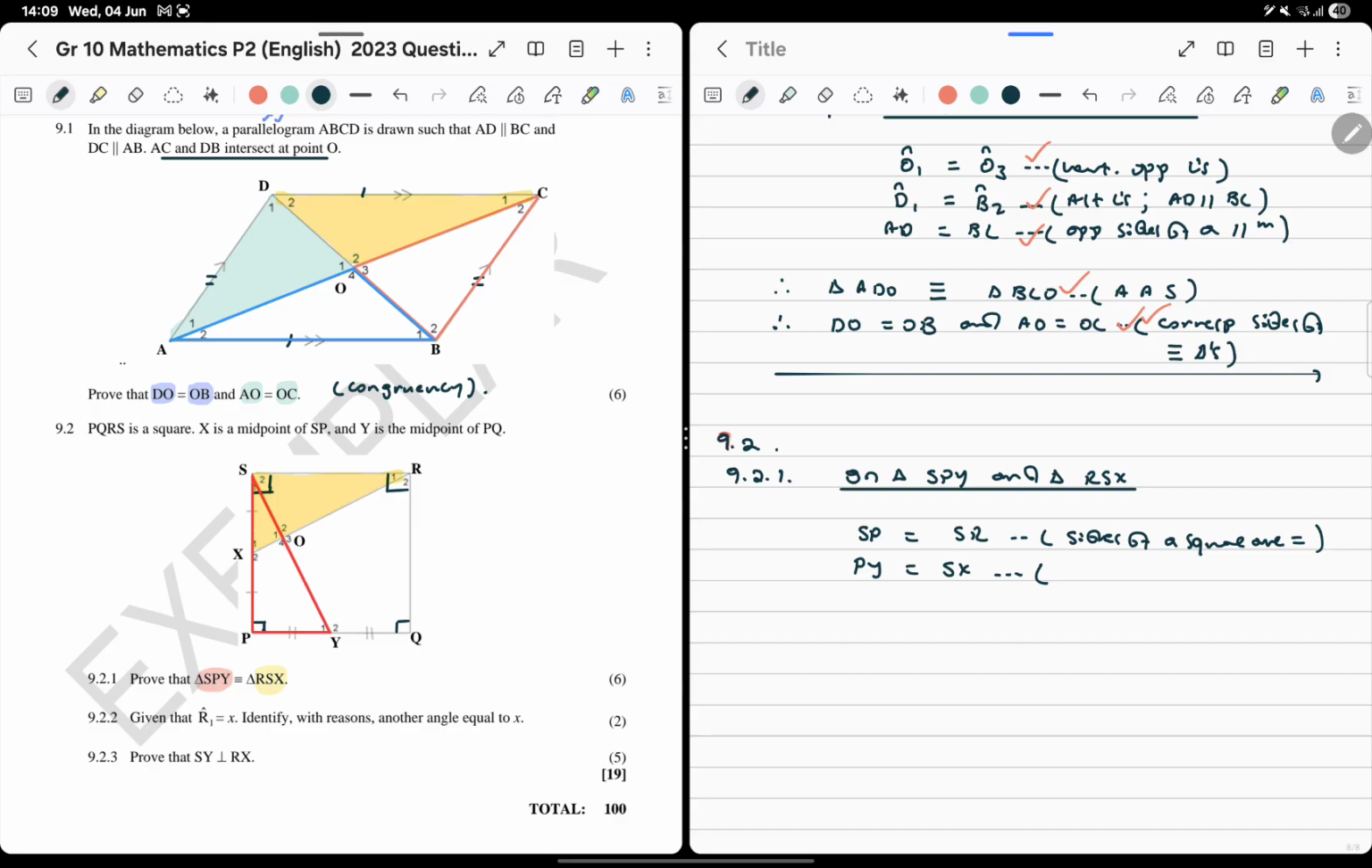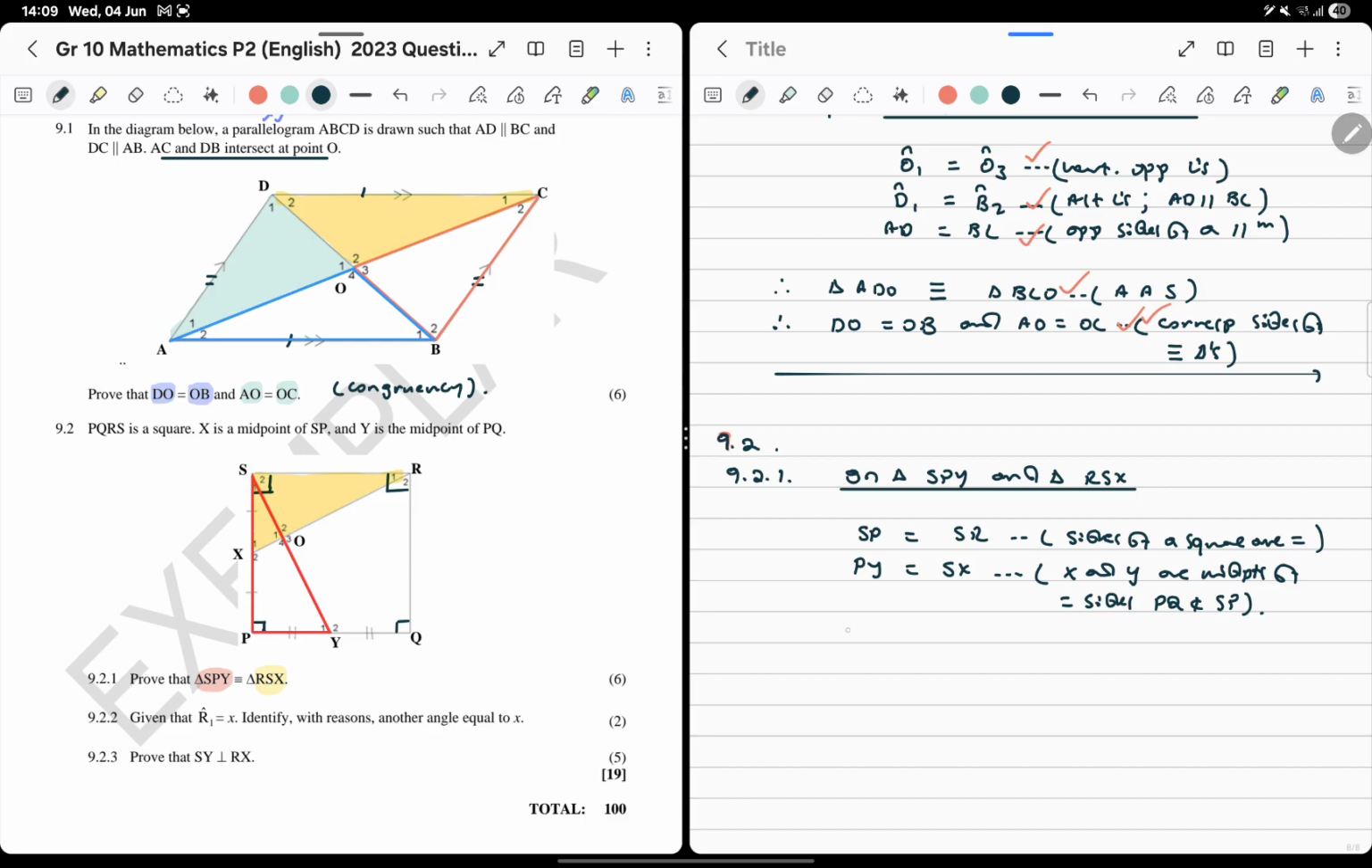X and Y are midpoints. Yeah, you can just say X and Y are midpoints of equal sides PQ and SP. I would put it that way, so that they should be equal, because if they're of equal length, they will have the same midpoints, or should we say the distance from one vertex to the midpoint.